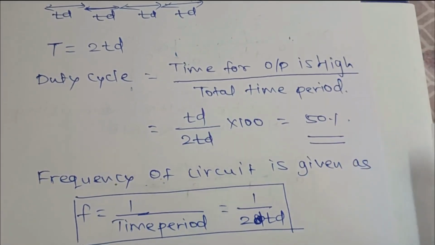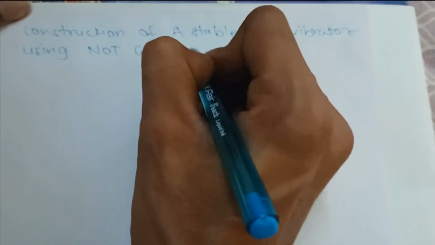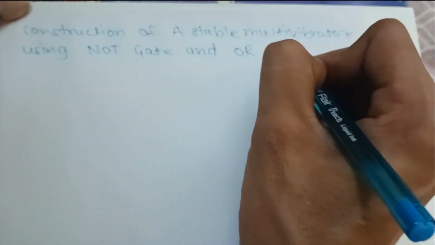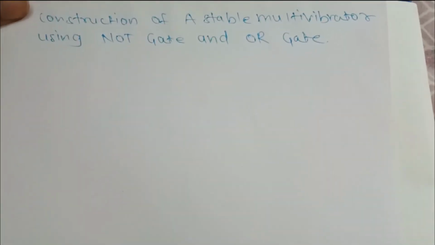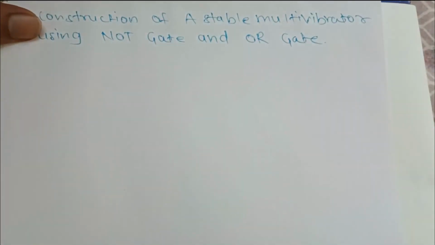Next, we are going to see how the astable multivibrator is going to be constructed by using NOT gate and OR gate. So we'll see the construction of astable multivibrator using NOT gate and OR gate.